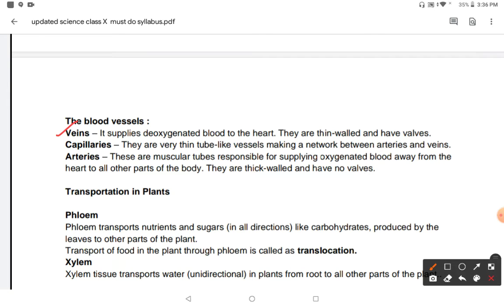And what are the arteries? These are the muscular tubes responsible for supplying oxygenated blood away from the heart to the other parts of the body, and they are thick walled and have no valves. There are no valves in them. So sometimes the question is asked, differentiate between veins and arteries. So two points can be written there.